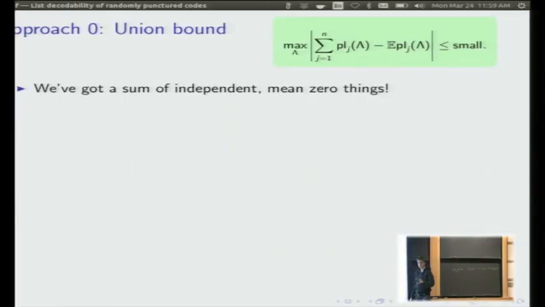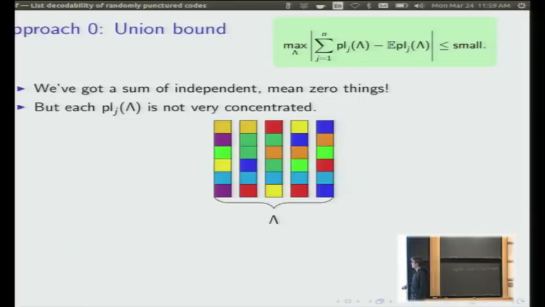And so like you said, the first thing you'd try is, well, let's take a union bound. I have here a sum of a bunch of independent mean zero things. I want to show that the sum is small with high probability. So I know that things concentrate, so let's see how good they are. The problem is that this actually doesn't work, because each of these summands are not themselves particularly well concentrated, because the code words aren't independent.